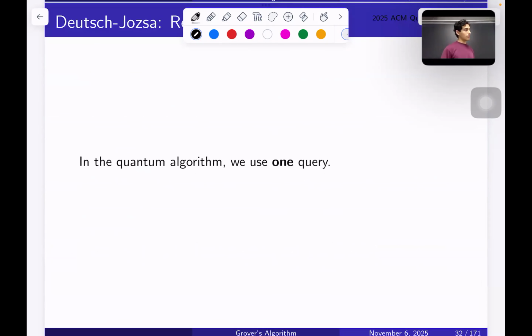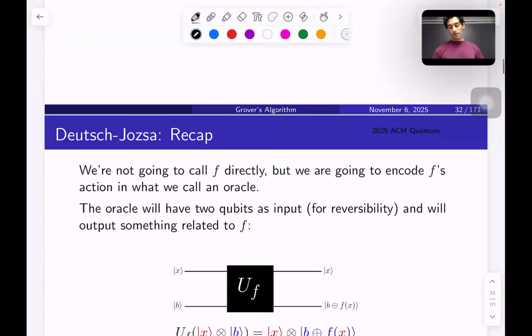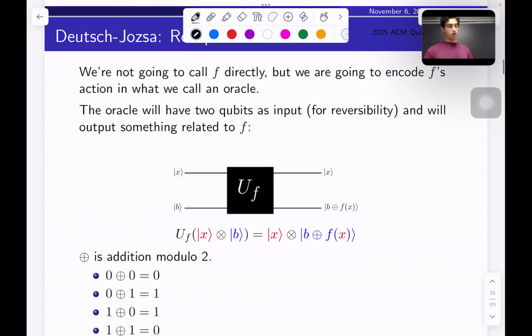With the quantum algorithm for Deutsch-Jozsa, we found that we only used one query. Equivalently, we called the oracle once. This is the oracle where, instead of calling f as a function, we encode f's action in a quantum gate to make it a valid quantum operation, because we need our quantum gates to be reversible. You don't have to worry too much about that.